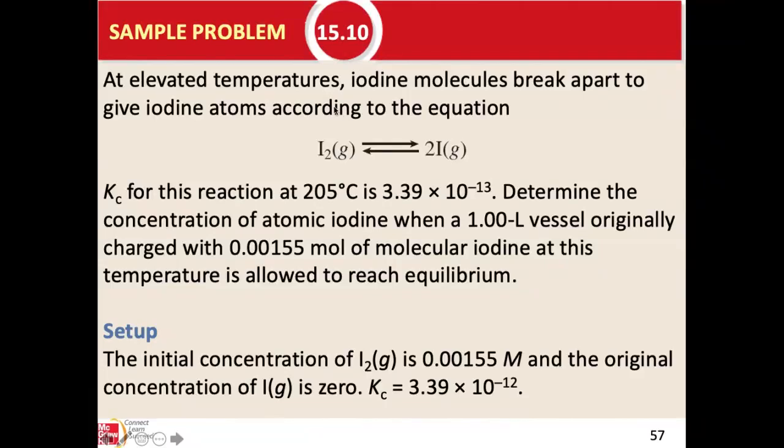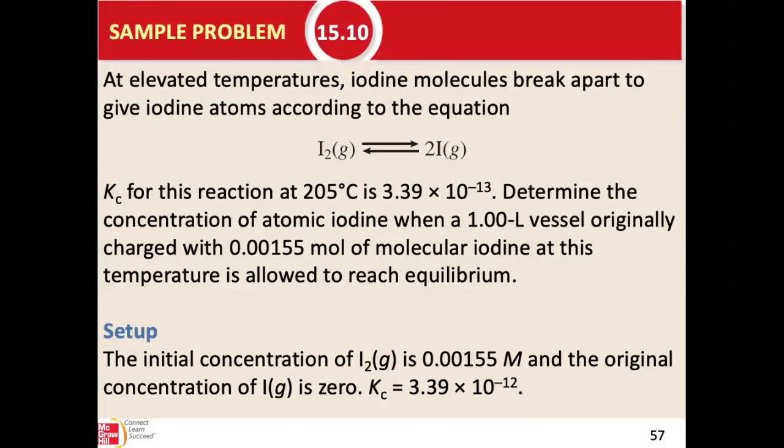This is the reaction. They said the Kc for this reaction at 205 degrees Celsius is 3.39 times 10 to the minus 13. They wanted to determine the concentration of atomic iodine. This is the atomic iodine. This is the molecular iodine. When a 1 liter vessel is originally charged with this many moles of molecular iodine at the temperature and allowed to reach equilibrium.